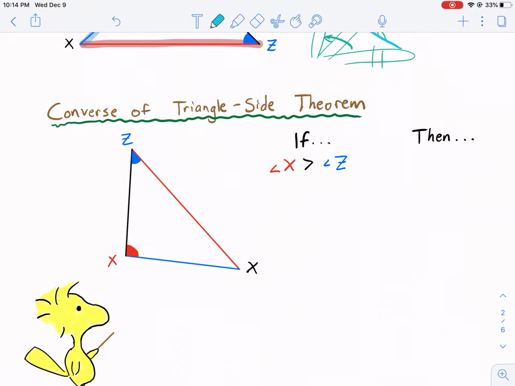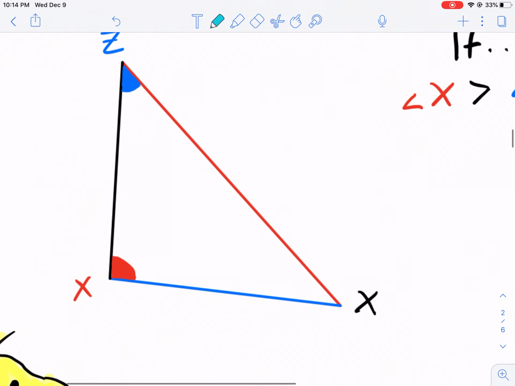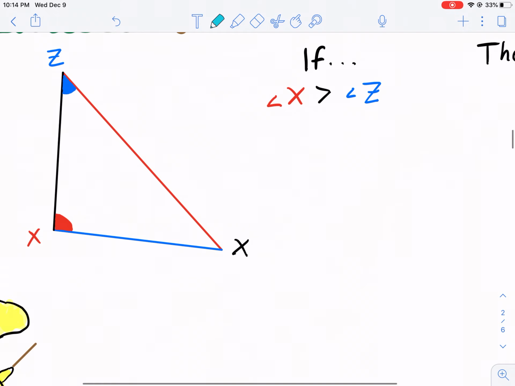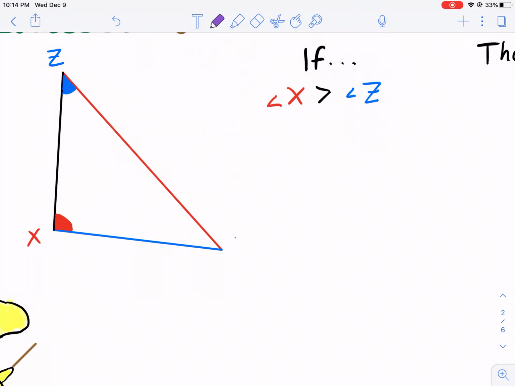So now we're going to talk about the converse after I got done lecturing for about 20 minutes. The converse of triangle side theorem. If the angle x is bigger than angle z, okay, so here we have this triangle, angle x bigger than angle z, then what do you think? Well, first off, let's change this to a y. I don't know why that's not a y. Let's make it a purple y.